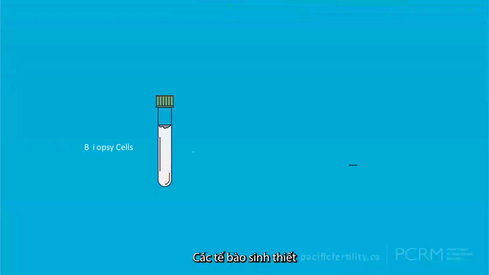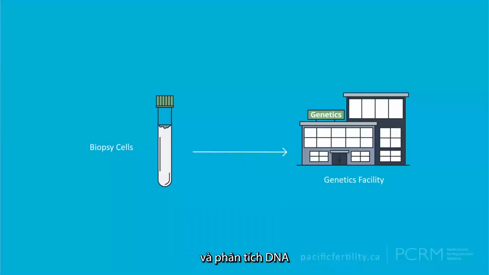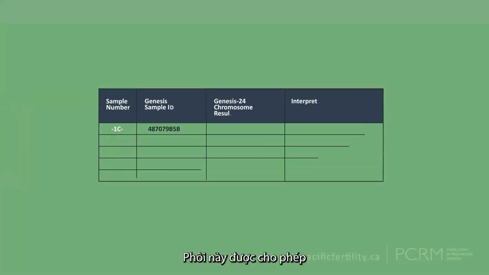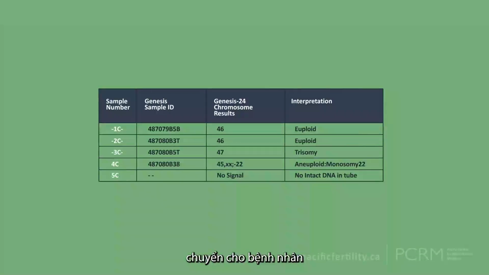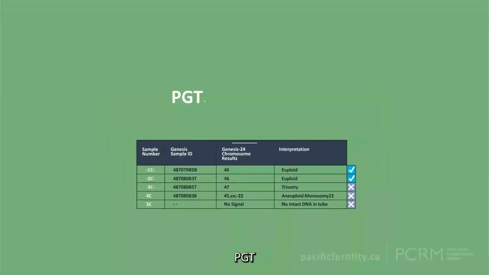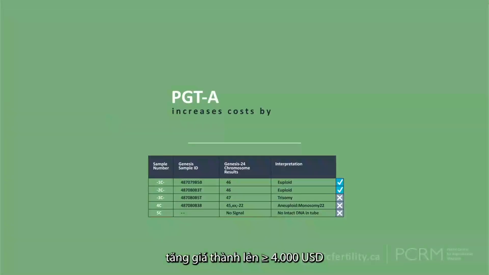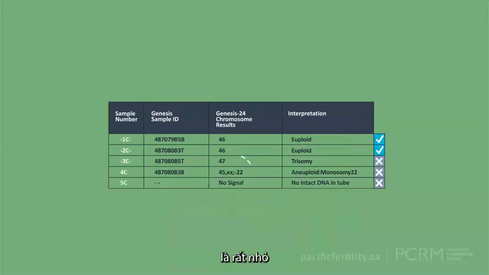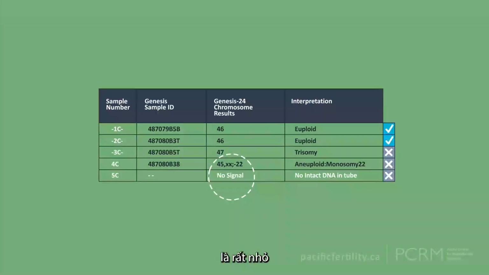The biopsy cells are sent to a genetics facility that analyzes the DNA to determine if the embryo contains the normal 46 chromosomes. This allows for the transfer of a chromosomally normal embryo, which will have a potentially higher chance of implantation than an untested embryo where we don't know the chromosomal makeup. It's important to note that PGT-A increases cost by $4,000 or more, and there's a small chance that the genetic test may return with no result.